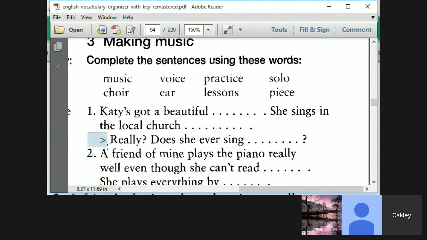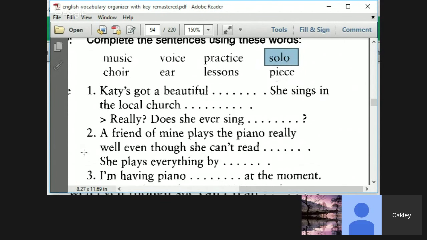Does she ever sing solo? Very good. Someone can sing solo. Someone can have a guitar solo in a rock band. That means they're the only ones performing music. Drum solo, it doesn't matter. Instruments or singers can have a solo. It means all by themselves.